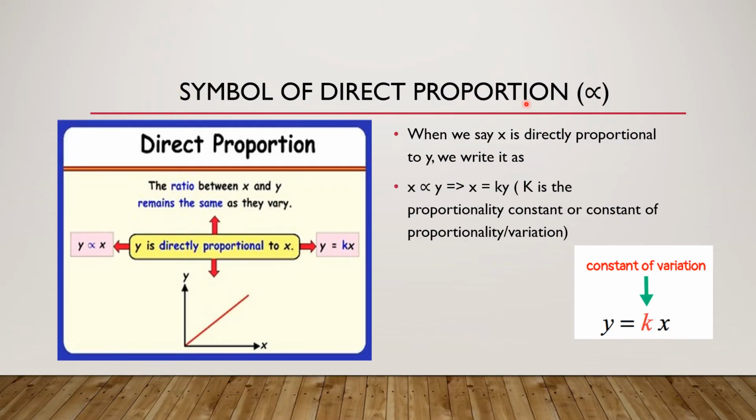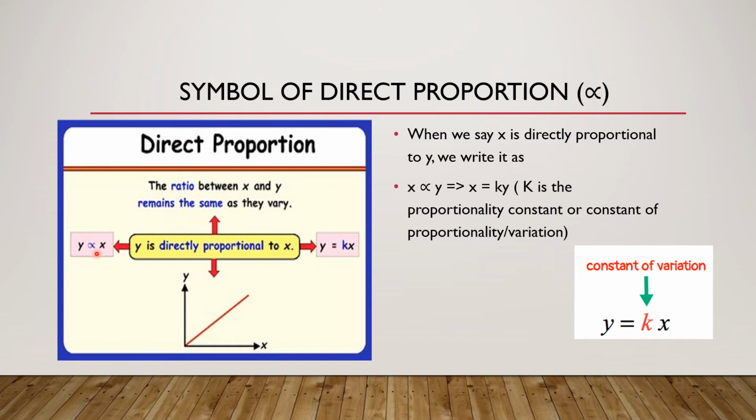Symbol of direct proportion, this is the sign. When we say x is directly proportional to y, we write it as, कि x is directly proportional to y. This is the sign to relate two things, कि आपस में इनका रिलेशन क्या है, डायरेक्टली प्रोपोर्शनल है. आप उसको कैसे लिखोगे, in this way. And if you are going to change this sign into an equal sign, here comes k, and what k shows is constant of variation. k को हम constant of variation कह रहे हैं.